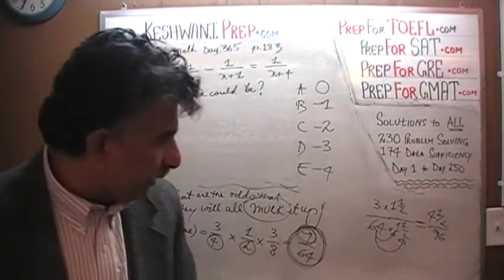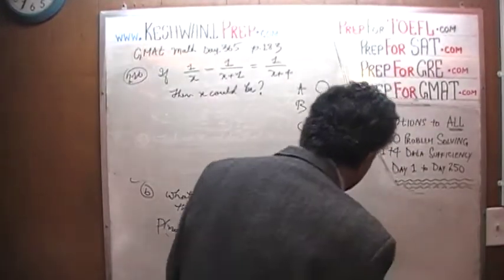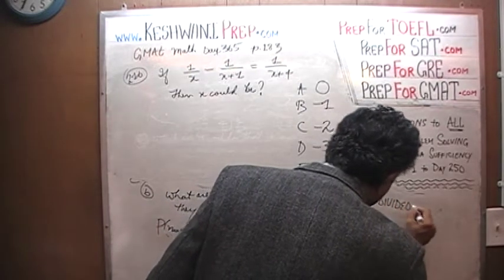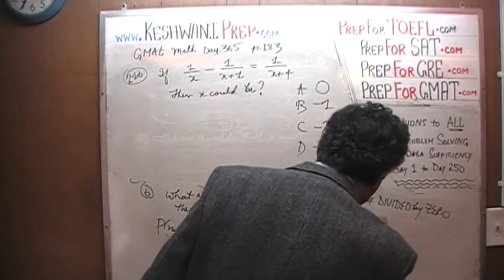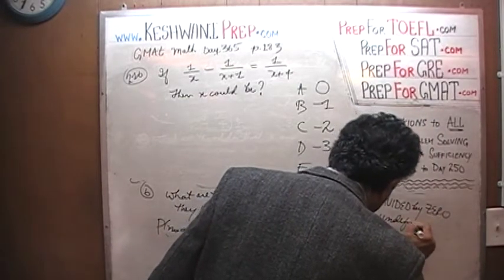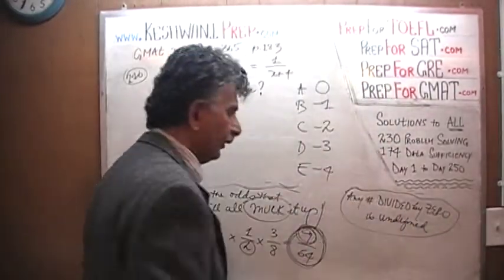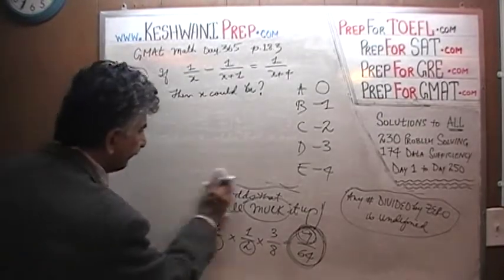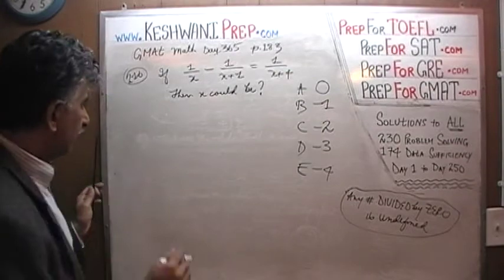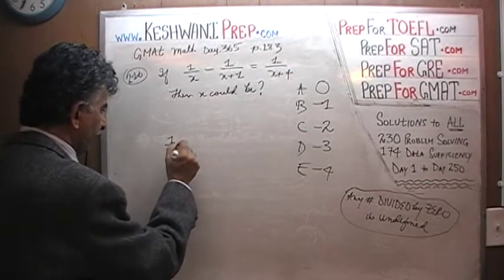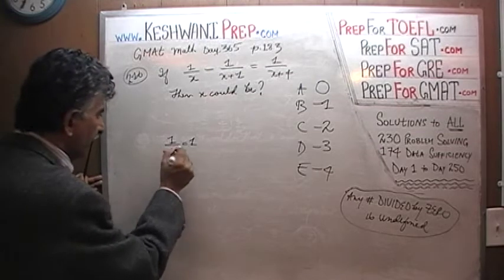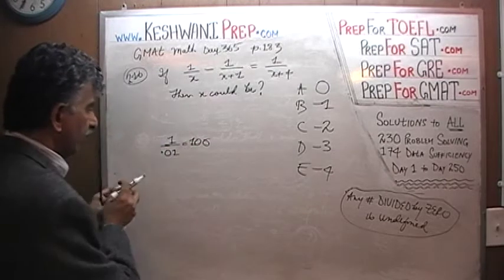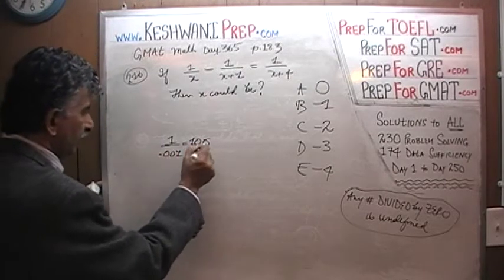Now, what we need to understand in this problem is that any number divided by 0 is undefined. Let me very quickly explain what that means. Make it very simple. For example, 1 divided by 1, of course, is 1. 1 divided by 0.1 is going to be 10. 1 divided by 0.01 is going to be 100. 1 divided by 0.001 is going to be 1,000.